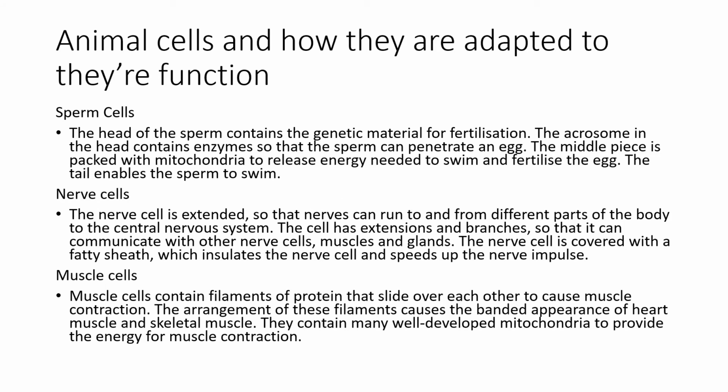So here are some animal cells and how they're adapted to their function. So sperm cell, the head of the sperm contains genetic material for fertilization. The acrosome in the head contains enzymes so that the sperm can penetrate an egg. The middle piece is packed with mitochondria to release energy needed to swim and fertilize the egg. The tail enables the sperm to swim.